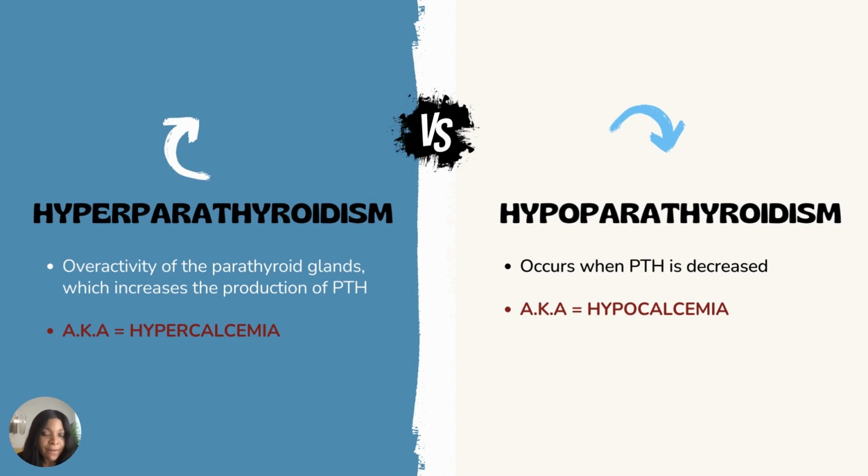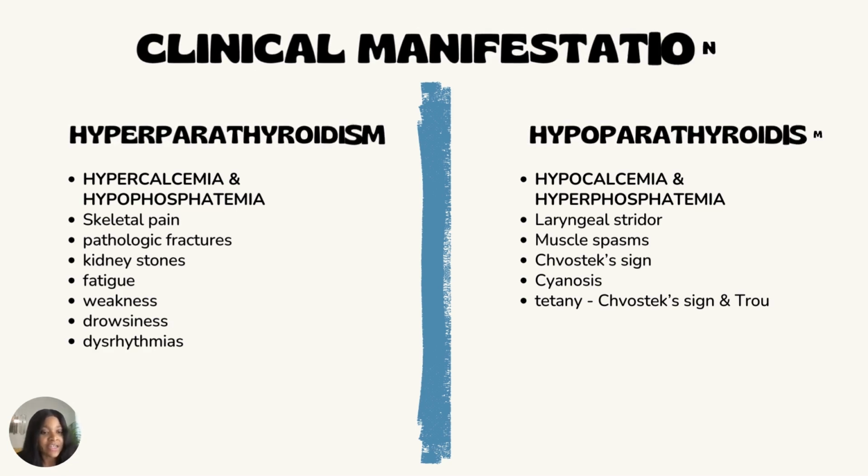We can have hyperparathyroidism or hypoparathyroidism. With hyperparathyroidism, you're producing way too much parathyroid hormone, aka PTH, and with hypoparathyroidism, you're producing too little. Remember, I told you that your parathyroid hormone helps with the production of calcium. So if someone has hyperparathyroidism, they end up having too much calcium in their system, aka hypercalcemia. The opposite, if someone has hypoparathyroidism, they're not producing enough calcium, so they end up having a low calcium level, aka hypocalcemia.